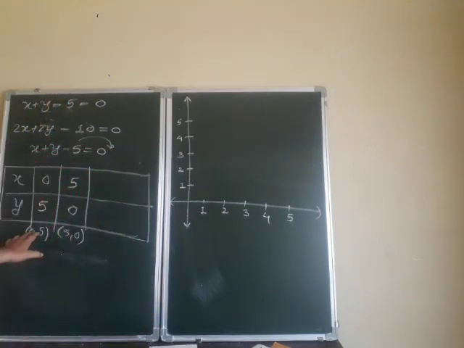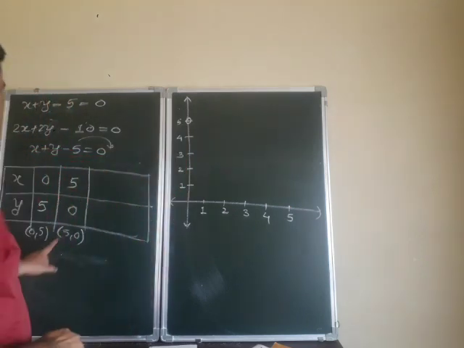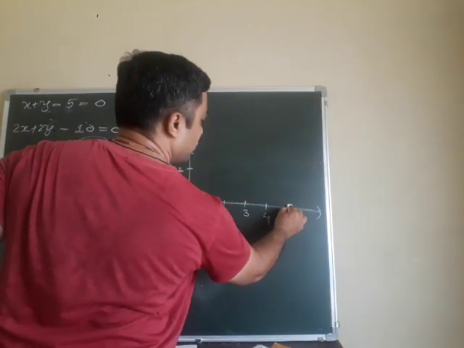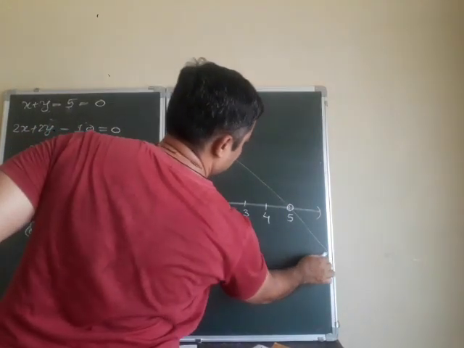Fine. Now the first point is (0, 5): x is 0 and y is 5. Show this point. And the second is (5, 0): x is 5 and y is 0. So draw the line passing through both these points. Still ready?